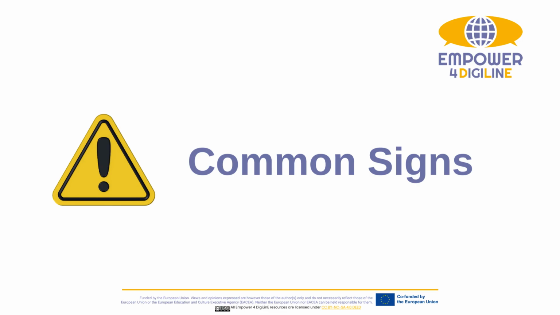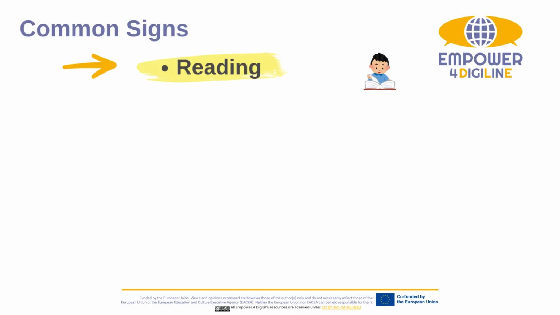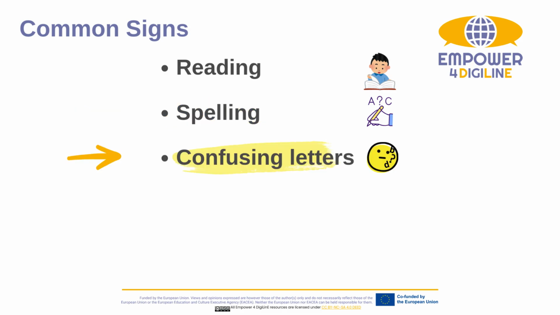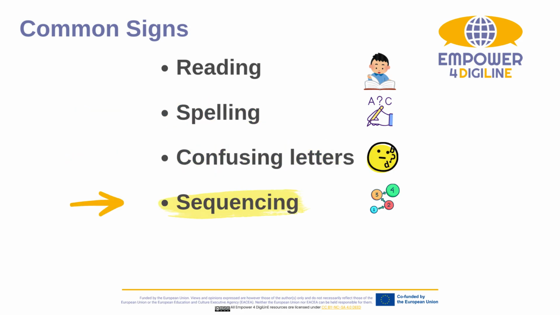So, what are some signs of dyslexia that teachers can notice? Here are a few to look out for. A student who reads slowly or hesitantly, often guessing words instead of sounding them out. Frequent spelling mistakes, especially with irregular or common words. Confusion between letters that look or sound similar, like B and D or was and saw.